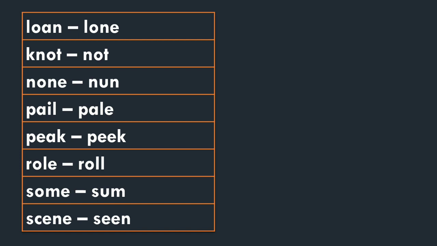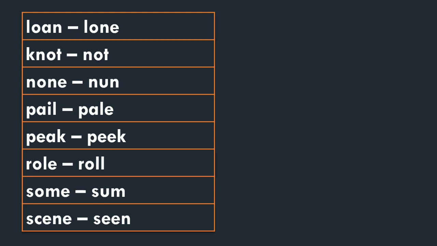P-A-I-L, pail is just the container for carrying water which has a handle. P-A-L-E, pale is related to face, so we say pale face, which means the face is not fresh. Next is P-E-A-K, peak means top, that is the best of something. And P-E-E-K, peek, means a quick and secret look at something.